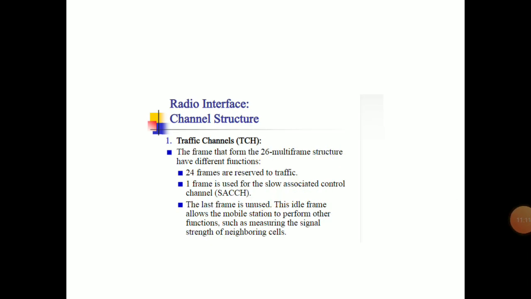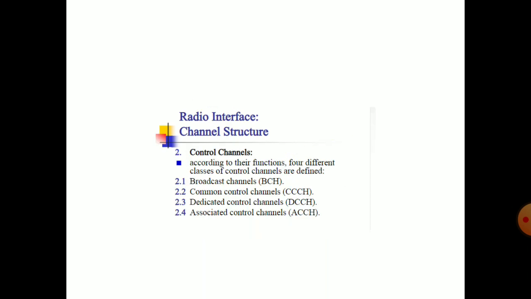Here I was explaining the 26 multi-frame structure. The multi-frame structure consists of 24 reserved traffic frames. One frame is used for the slow associated control channel. The last frame is the idle frame, which allows the mobile station to perform multiple actions. And the control channels are: broadcast channels, common control channels, dedicated control channels, and associated control channels.